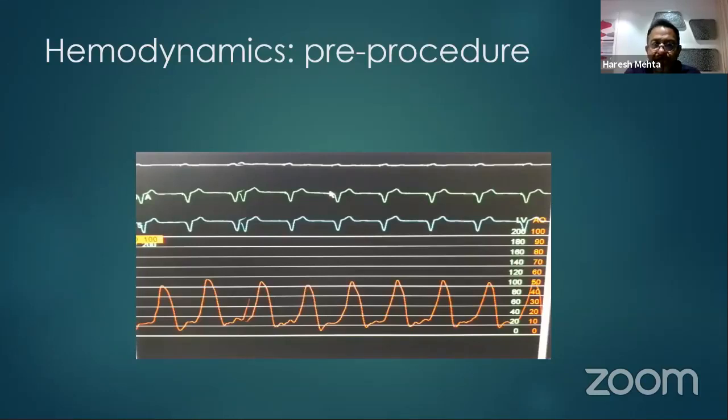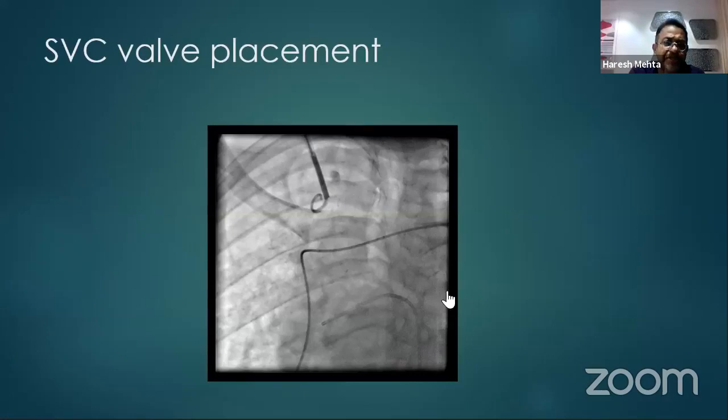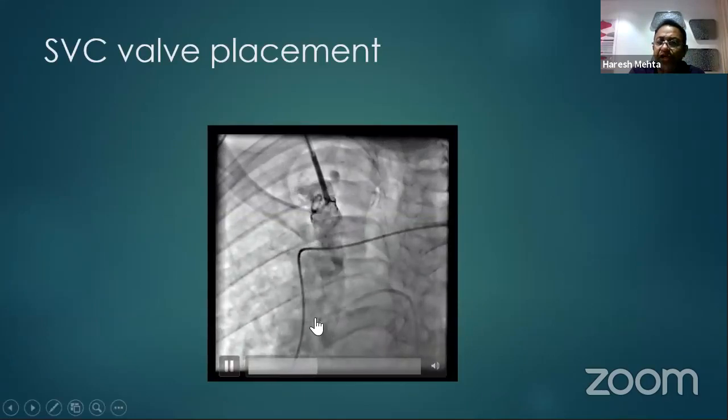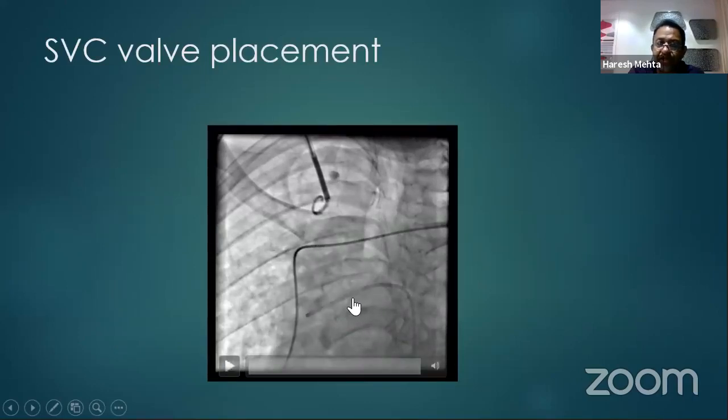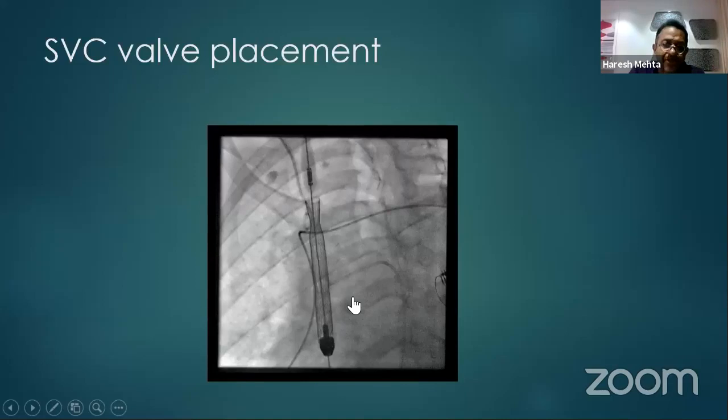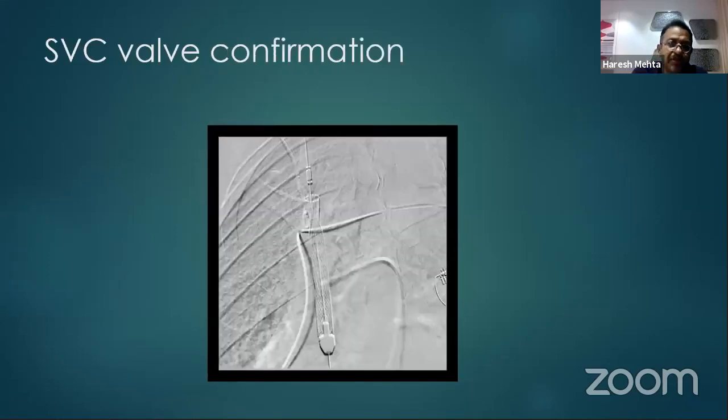This is the RV trace. If you see, and the RA trace, which are equally the same. So RV and RA almost looks the same because of the severe tricuspid regurgitation. And you can see a pulmonary artery catheter across. That's very important marker for you to position the SVC valve. So we put this pulmonary artery catheter across, and this was locating how we're going to deploy the pulmonary valve so that you get the right position.